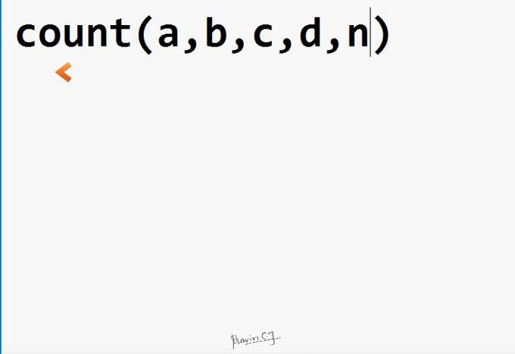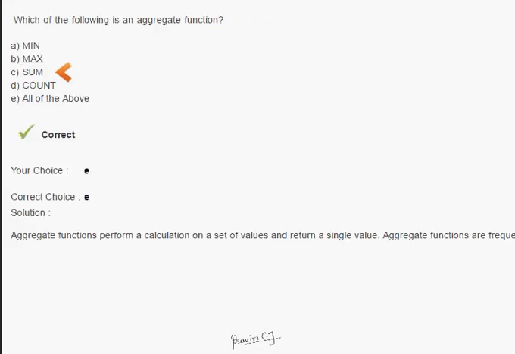If null is available, then what will be the output of this question? It will return only 4, because all the other values are null. Remember, count of star will give you all the values. Last time I asked you, count of star. An aggregate function performs a calculation on a set of values and returns a single value. Aggregate functions are frequently used with the GROUP BY clause of a SELECT statement.